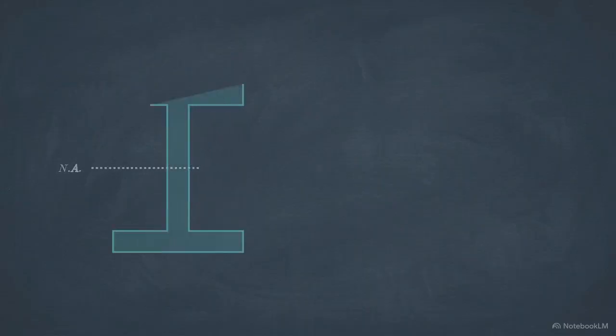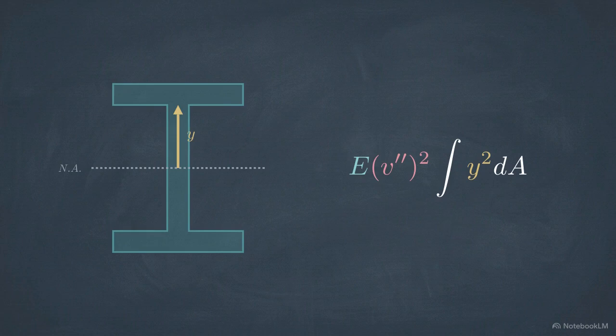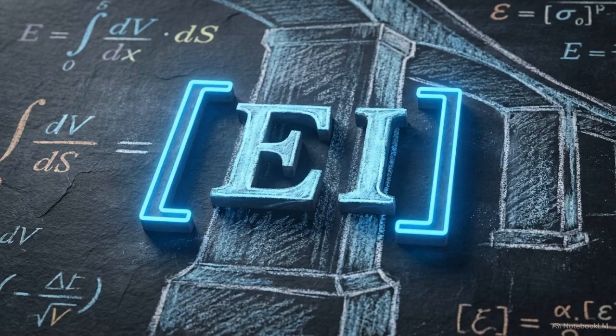Looking at this cross-section diagram, we replace the generic strain term epsilon with negative y times v double prime, the second spatial derivative of deflection. Assuming a homogeneous cross-section, the modulus E is constant. Because E and curvature don't change across the section, we pull them outside the integral. This leaves y squared integrated over area A, defined as the second moment of area, I. The resulting paired term, E times I, is the fundamental bending stiffness of the element.